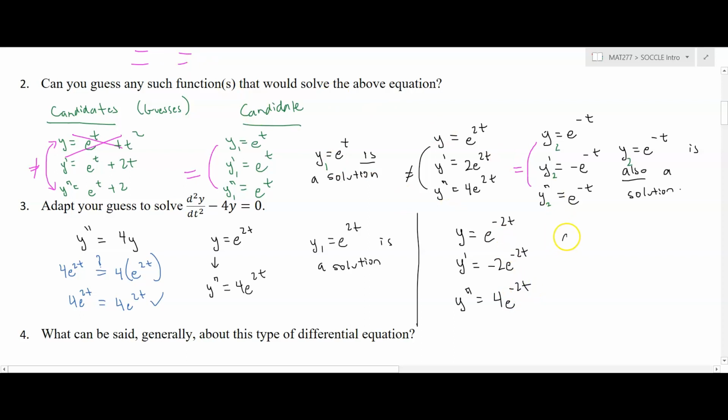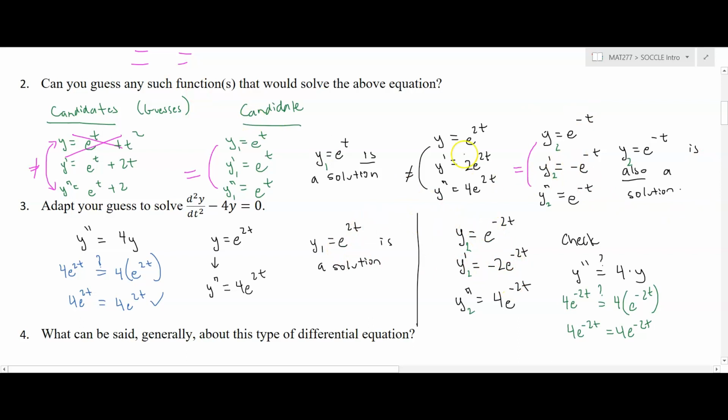And to just check my work, I have to see, does the second derivative of y equal 4 times y? And well, if I substitute in what y double prime is, it is 4e to the negative 2t, and does that equal 4 times e to the negative 2t? And you can see that clearly these are going to be equal on both sides. So this solution here, which I'll just call y2, gives me a second solution.